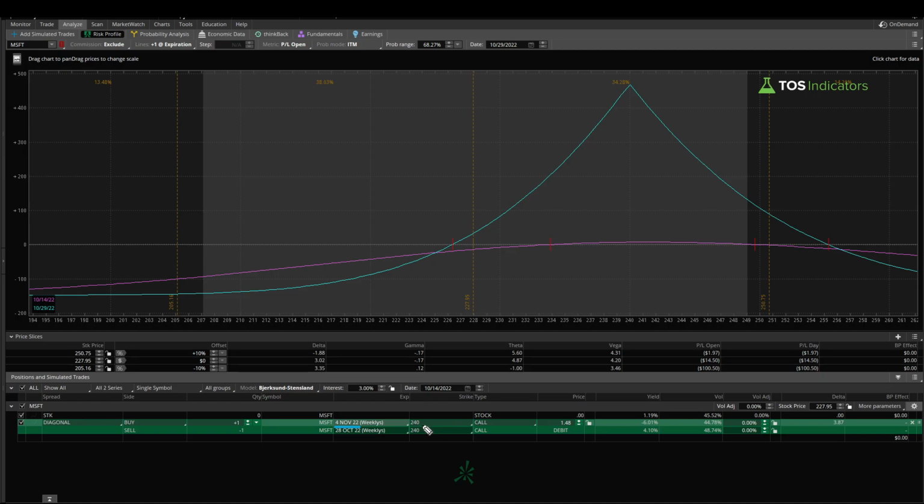This is November 4th, and that's the 240 call. Sell another call against it. This is the shorter dated series, 28th October. Same idea, 240 call. This is a net debit of $1.48 as of making this video.